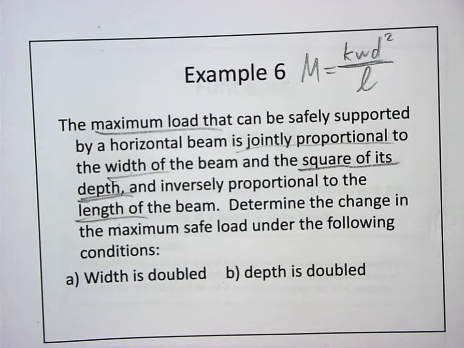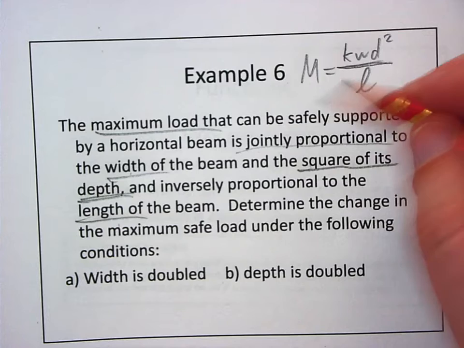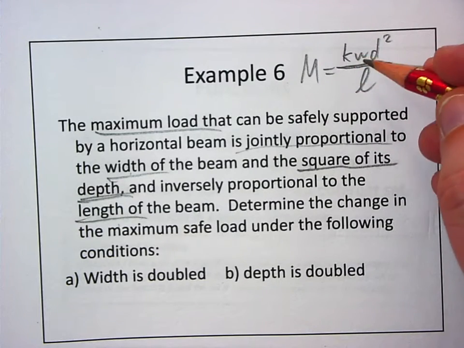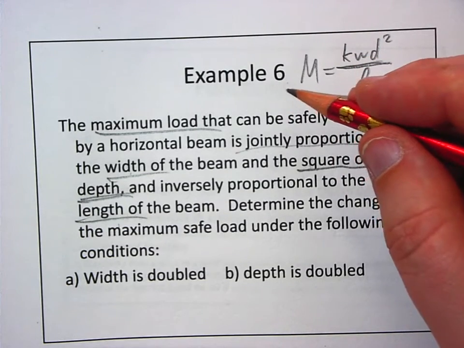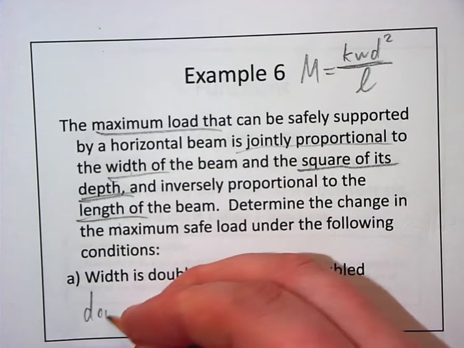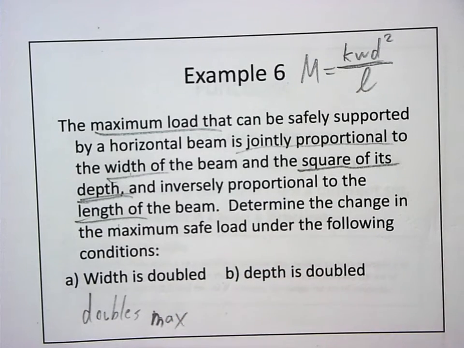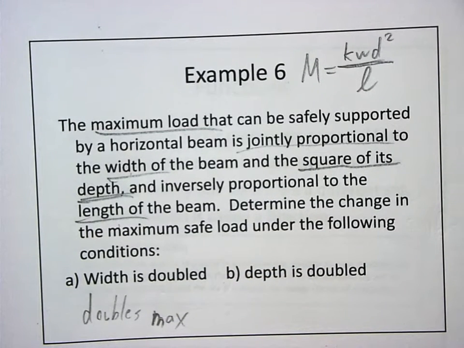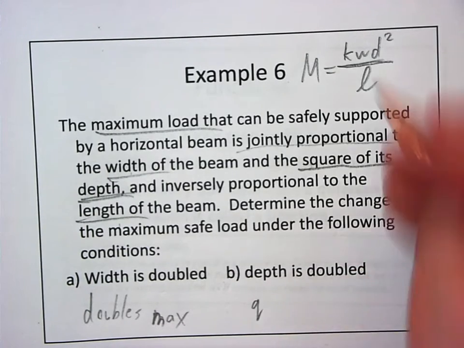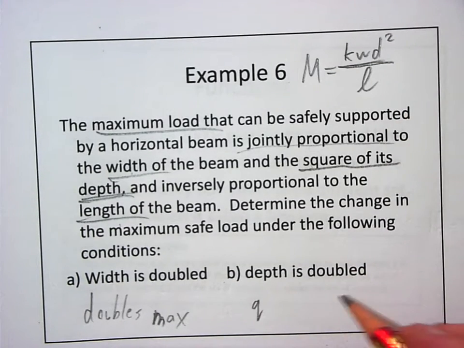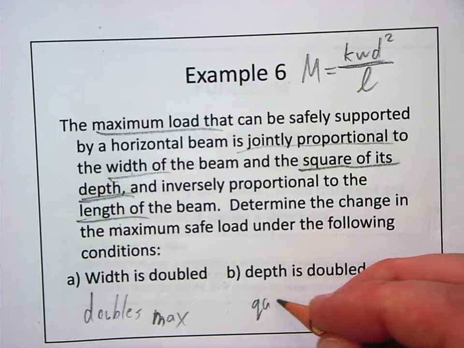If I double the width, what will it do to the max load capacity? It would double it. In order to maintain balance on the equation, if you double the W value, the max load value also has to double. Okay, what about if I double the depth? 2D squared. Quadruples it, yep. Because it's squaring that depth value, you'd square the doubling as well, giving you quadrupling the max load.